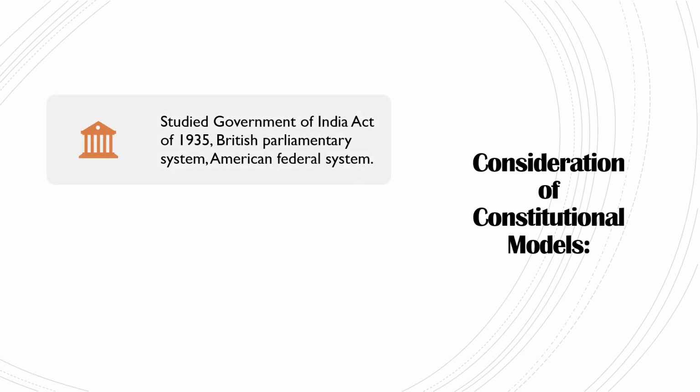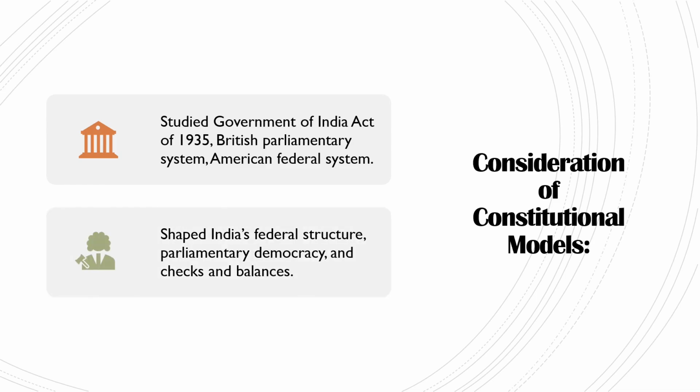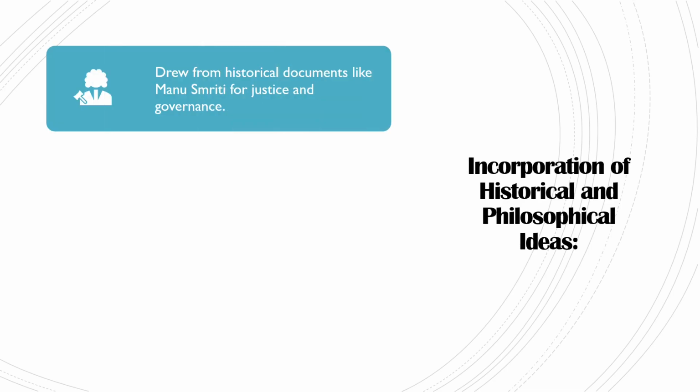The Assembly extensively considered various constitutional models to create a robust framework suitable for India. The Government of India Act of 1935 provided a foundational structure, while elements from the British parliamentary system and the American federal system were also incorporated. These models helped shape India's federal structure, parliamentary democracy, and the system of checks and balances. Additionally, the Assembly drew from a rich tapestry of historical documents and philosophical ideas.